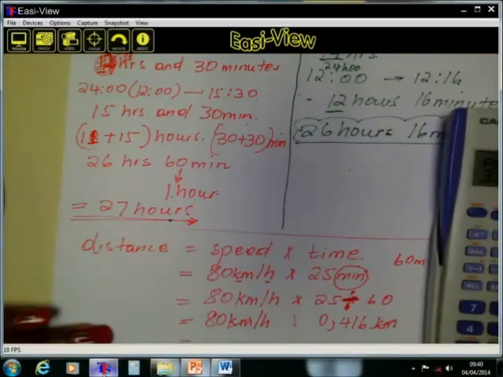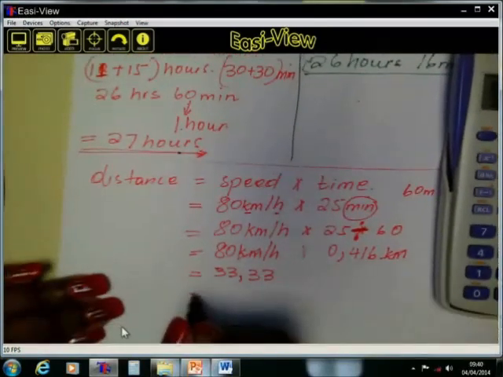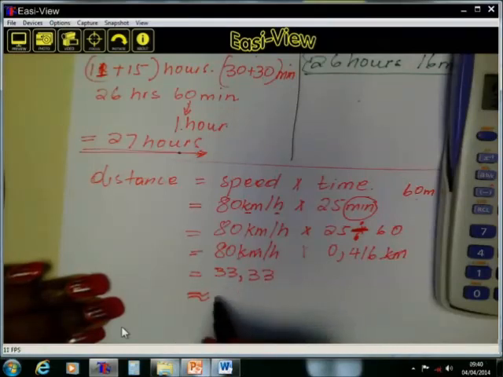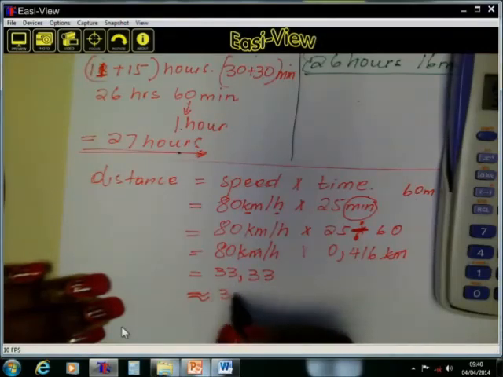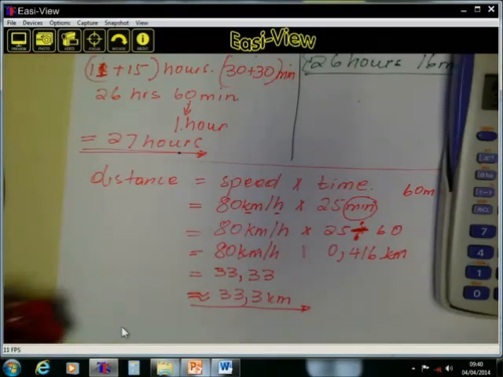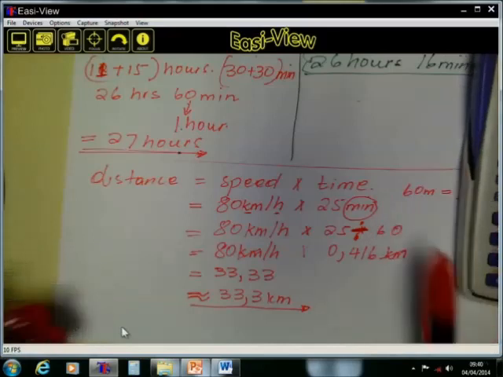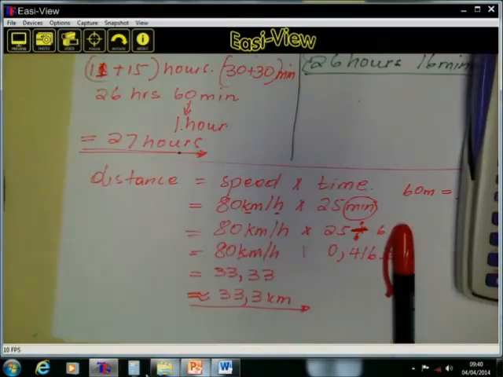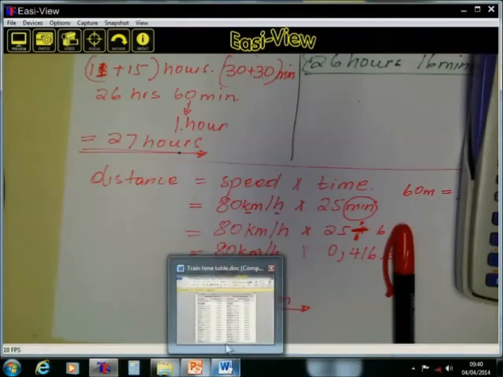So the distance from Cape Town to Bellville will be approximately 33.33, which when we round it off to the first decimal place, it will be approximately, remember this is the sign that we use when we are rounding, which is approximately 33.3 kilometers. That will be our answer from Cape Town to Bellville. Let's go to the next question.